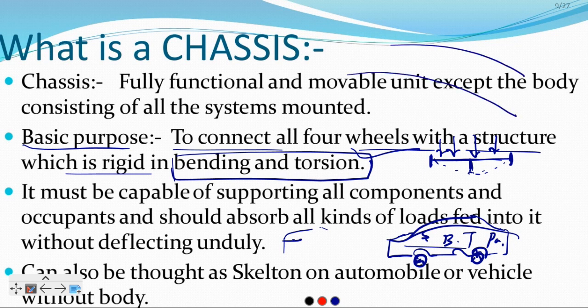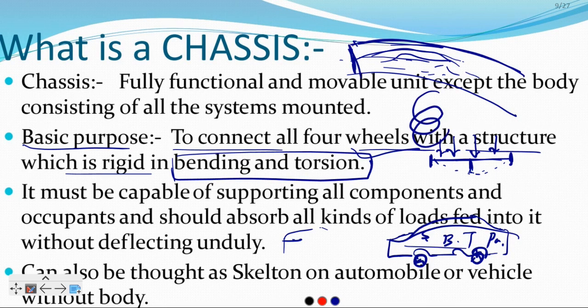Torsion we can define like this. Suppose this is the structure of a road, and a car is moving here with a certain velocity. During a turn, because of centripetal and centrifugal forces, a force acts on the body which tries to twist it. So a twisting force, basically this is torsion. We design this frame or chassis to resist this particular torsion and bending.